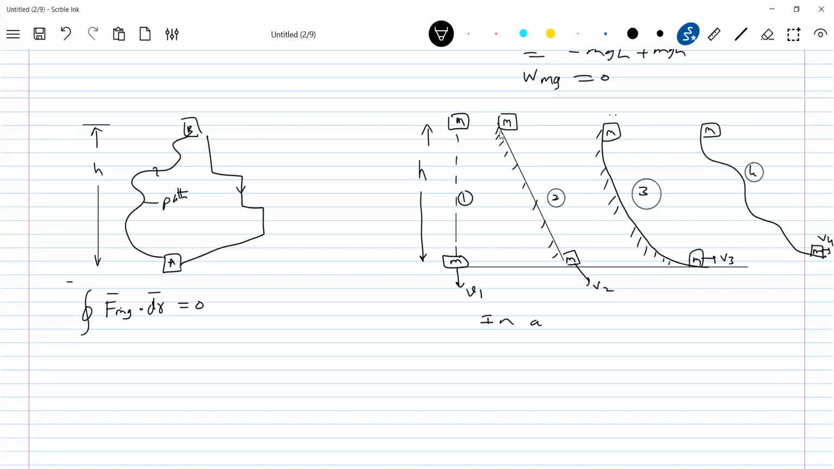In all the above 4 cases, the block is released from rest. I'm just asking what will happen to the speed of the block when it reaches the bottom of the incline. We know directly, so don't bother about any work done. Directly get into the kinematics. From kinematics, what you can write here is v1 equal to root of 2gh.